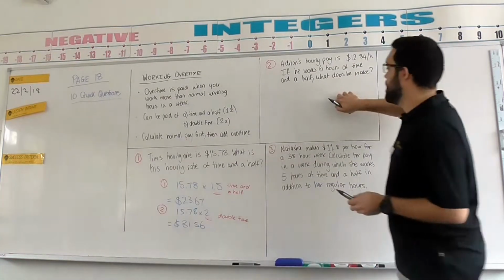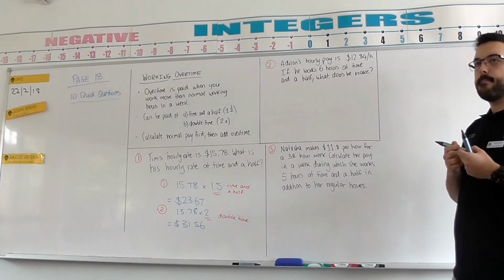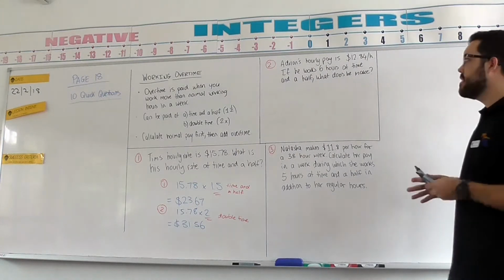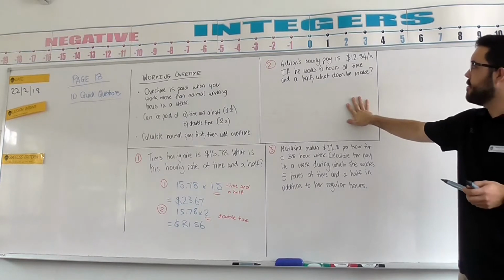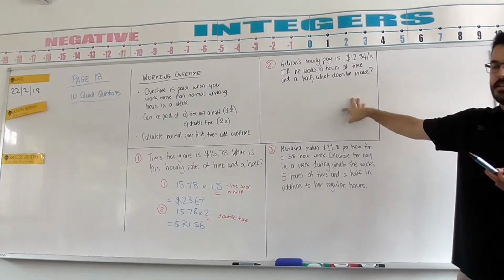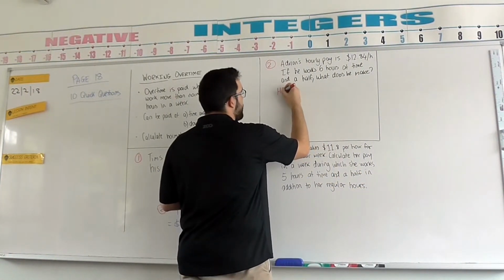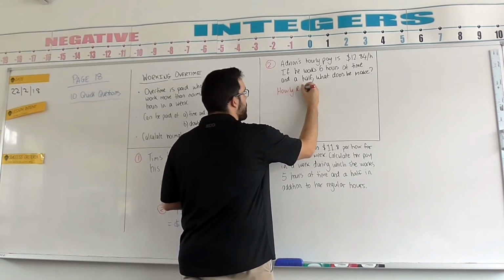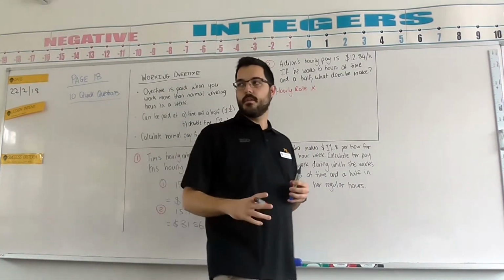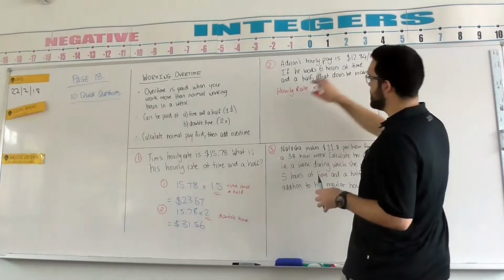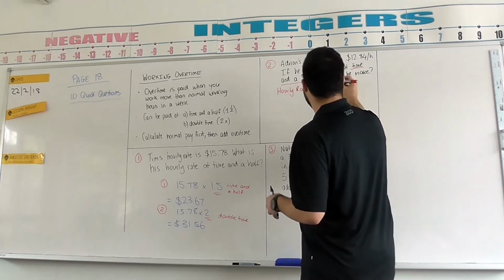All right, if we look at this one here. Adrian's hourly pay is $12.84 per hour. If he works 6 hours at time and a half, what does he make? We essentially want to times his hourly rate by 1.5, because that's time and a half.